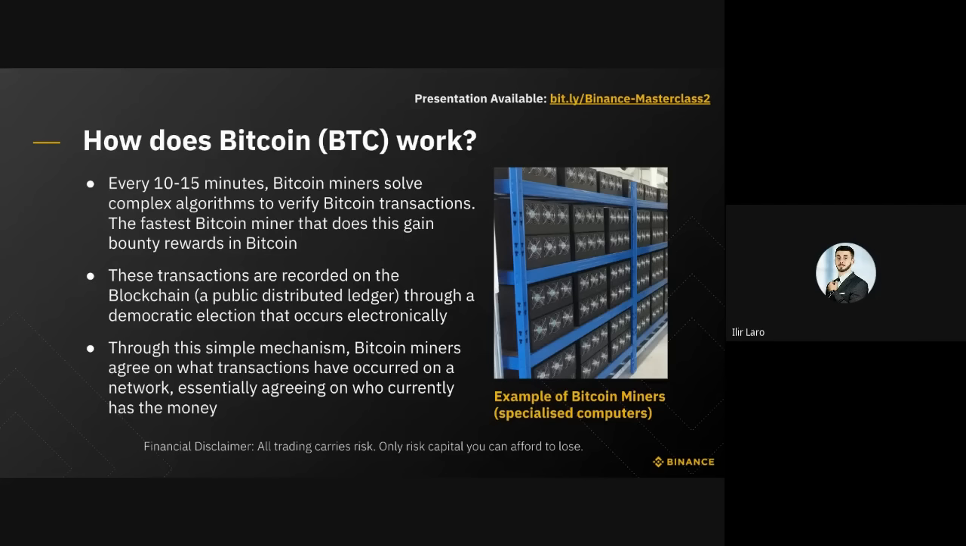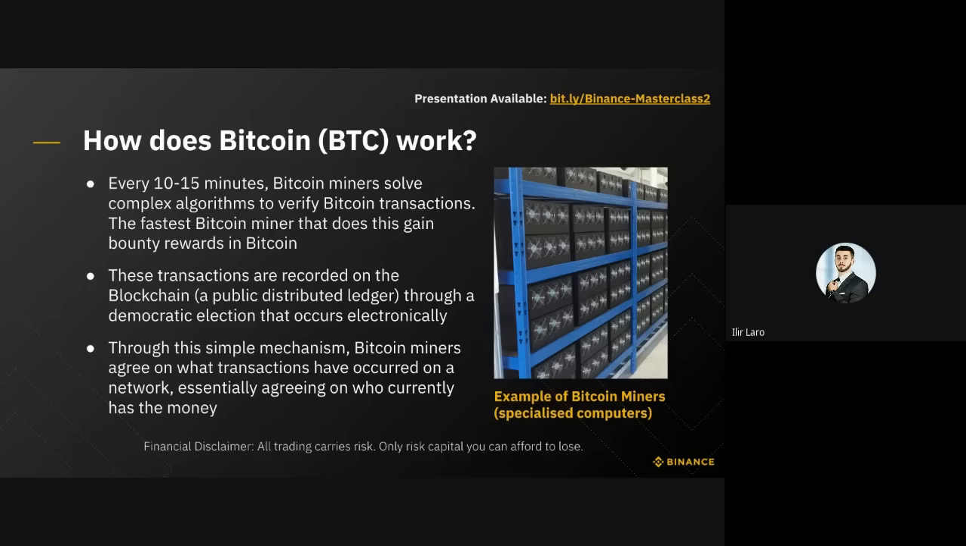And now I kind of included an image of some Bitcoin miners at the right of the screen. So effectively, every 10 to 15 minutes, these Bitcoin miners, these specialized computers, solve complex algorithmic problems to verify your Bitcoin transaction using something called cryptography. Now, the fastest Bitcoin miner that does this gains bounty rewards in Bitcoin. So these Bitcoin miners are all in competition with each other and are all distributed all around the world. It's a completely decentralized network.